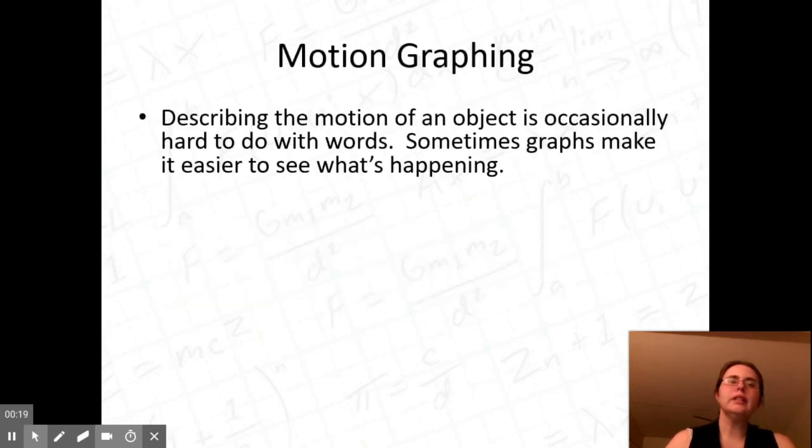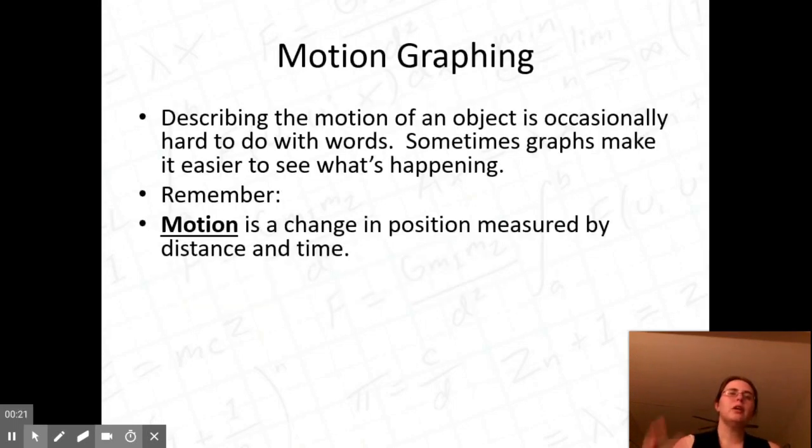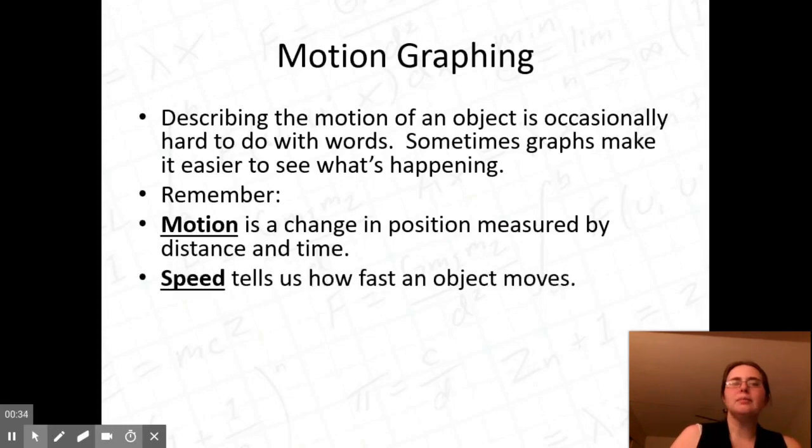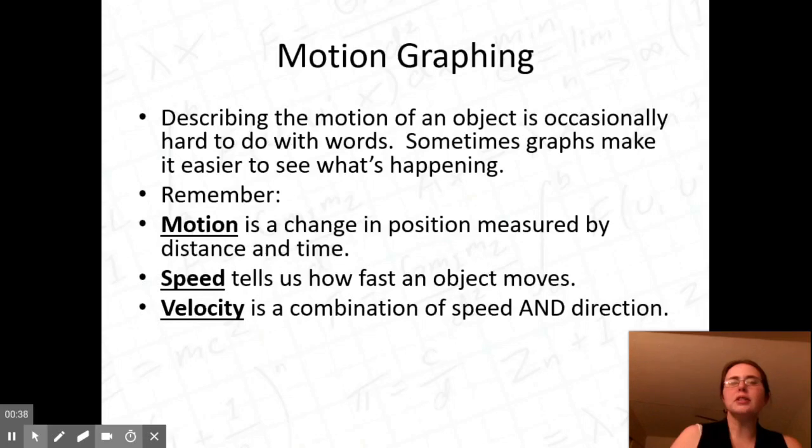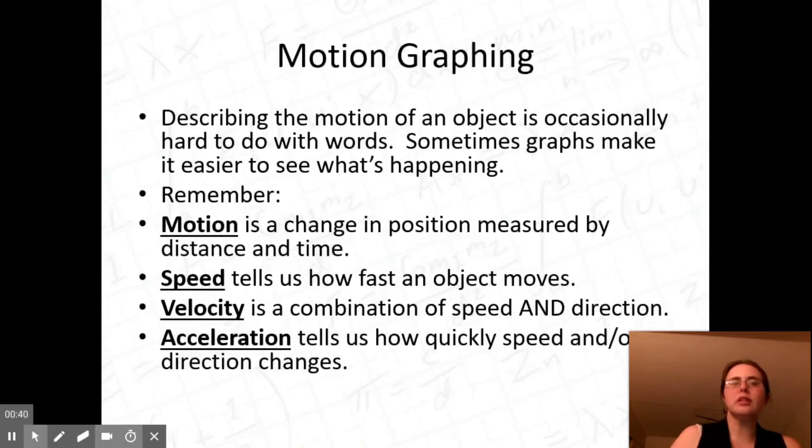So sometimes it's hard to describe the motion of an object just based on words, and sometimes graphs are helpful in order to see what's happening. Remember, motion is a change in position measured by distance and time. Speed tells us how fast an object moves. Velocity is a combination of speed and direction, and acceleration tells us how quickly and in what direction the velocity is changing.